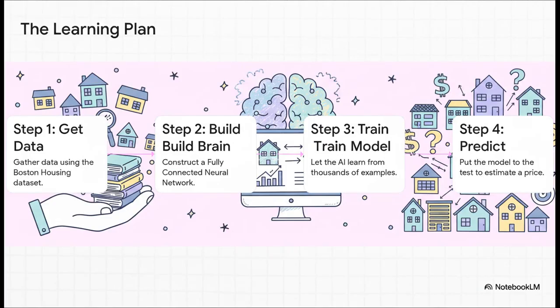So here's our game plan, broken down into 4 clear steps. First, we need data, a lot of it. We'll be using a classic data set of homes in Boston. Step 2, we actually build the brain, which is a type of AI called a neural network. Third, and this is the important part, we train it by showing it thousands of examples. And finally, we'll put it to the test and have it make a prediction.